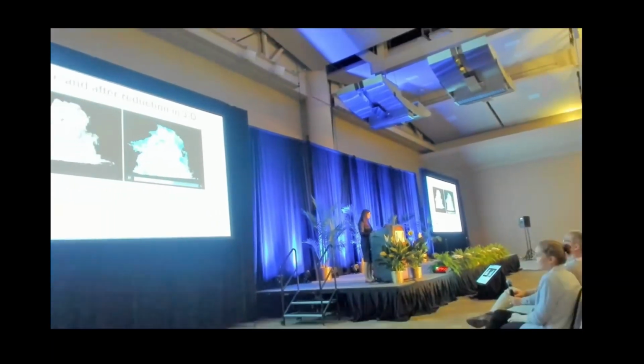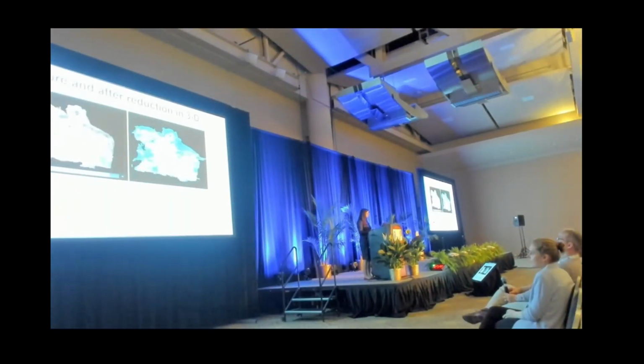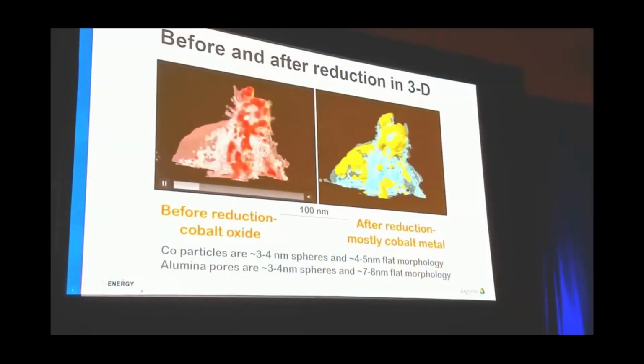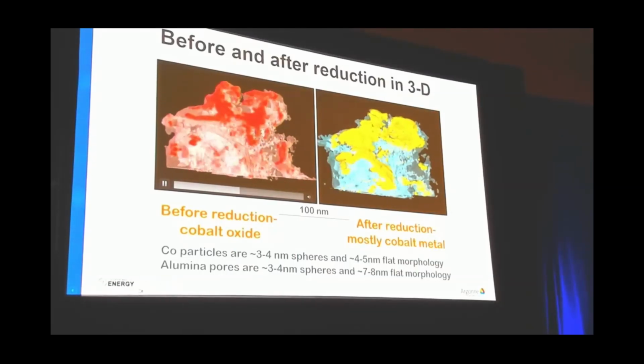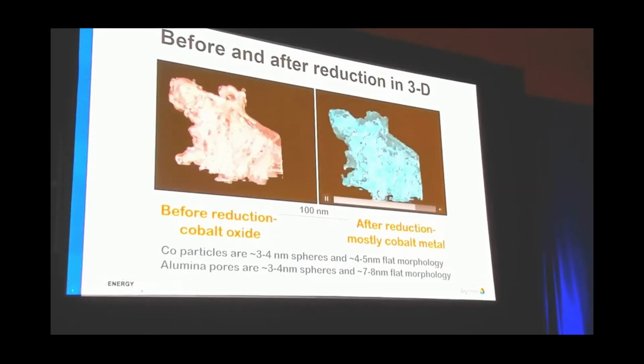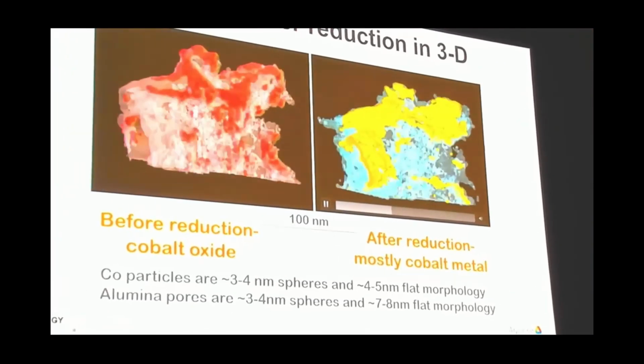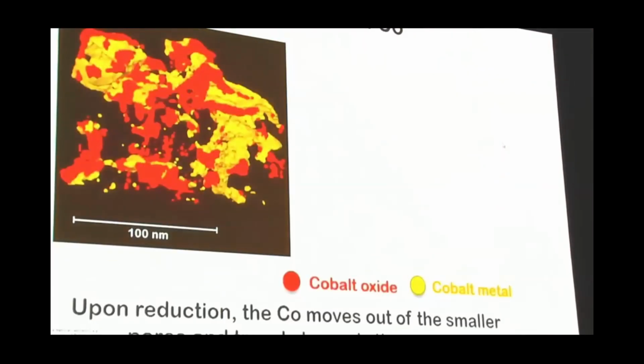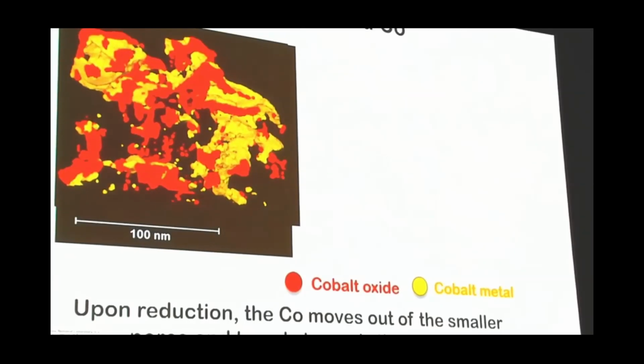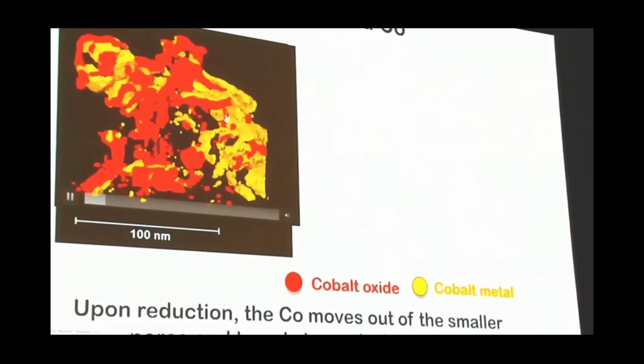But the size of the cobalt particles and the distribution of the cobalt is different. So if I play this movie, you can see all of these little bubbles here. Those are the pores in the alumina structure. But you can see that the distribution of the cobalt oxide on the left versus the cobalt reduced metal on the right is different. And let me show that to you in one more movie.